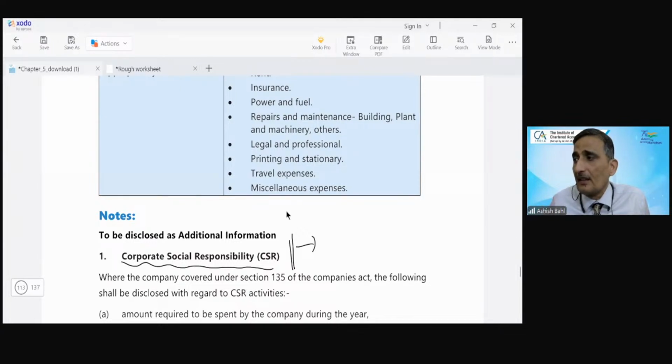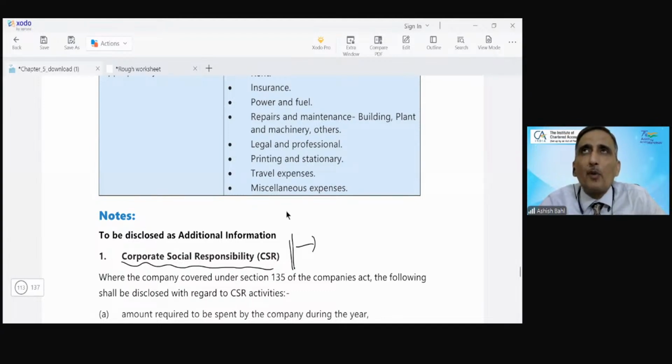Yes, Sanya, section 135, you are right. So it is in the nature of paying back to the society. Okay, Vismita is writing correctly.